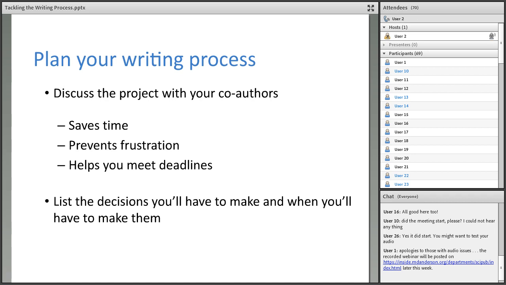One particular planning step that may be helpful is to create a list of the decisions you'll have to make and when you'll have to make them throughout the project. This list will help you organize your thoughts, and keeping it handy while you write will help you stay focused and not leave anything out.